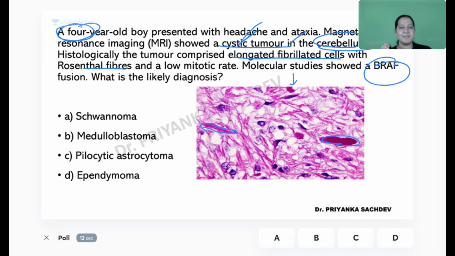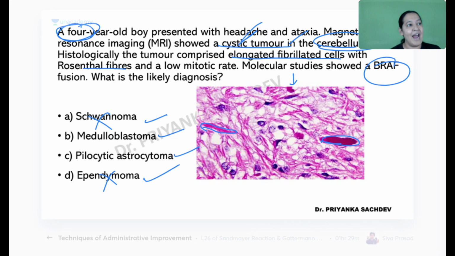I have launched the poll. Please mark your answer. Everyone. What is it? Is it schwannoma? Is it medulloblastoma? Is it pilocytic astrocytoma? Is it ependymoma? So schwannoma and ependymoma do not occur in children, and if they occur also, the location is not cerebellum. So pilocytic astrocytoma and medulloblastoma occur in children, but medulloblastoma is a small cell tumor. It is a small round blue cell tumor. So it is not medulloblastoma also.